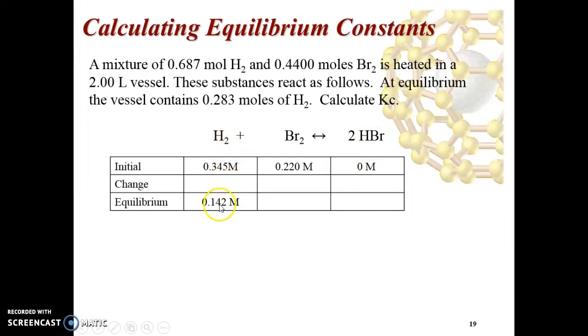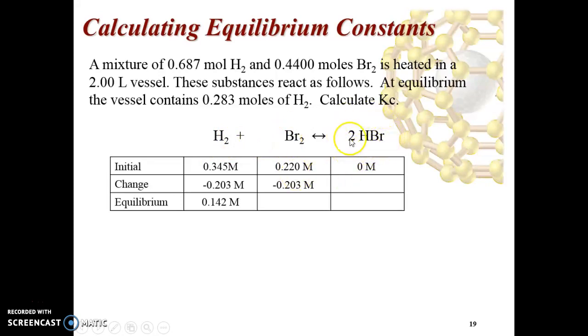My change for the H2 is easy to get. I just have to subtract, right? So if I started with this much and I wound up with this much, I lost this quantity. Now this is equal to the moles of this stuff that I've lost. If I've lost this many moles of H2, since it's a 1-to-1 ratio, I'm going to lose an equal amount of Br2. They're both reactants. I'm going to lose them both. And I'm going to lose them proportionally because their mole ratios are 1-to-1.